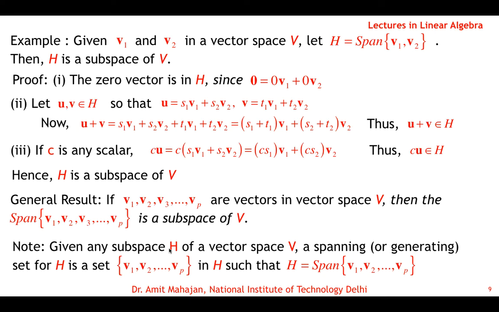Given any subspace H of a vector space V, a spanning or generating set for H is a set v1, v2, ..., vp in H such that H is equal to the span of v1, v2, ..., vp. So if H is a subspace of V, then H has a spanning set and it can always be written as the span of the vectors.